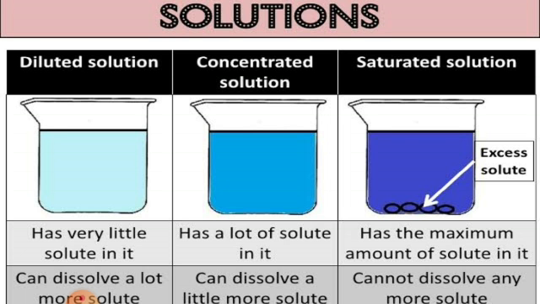The first one is a dilute solution. Next one, concentrated solution. Another one, saturated solution. A dilute solution has very little solute in it. A concentrated solution has a lot of solute in it. A saturated solution has the maximum amount of solute in it. A dilute solution can dissolve a lot more solute. A concentrated solution can dissolve a little more solute. A saturated solution cannot dissolve any more solute. So now all are able to understand these different solutions?